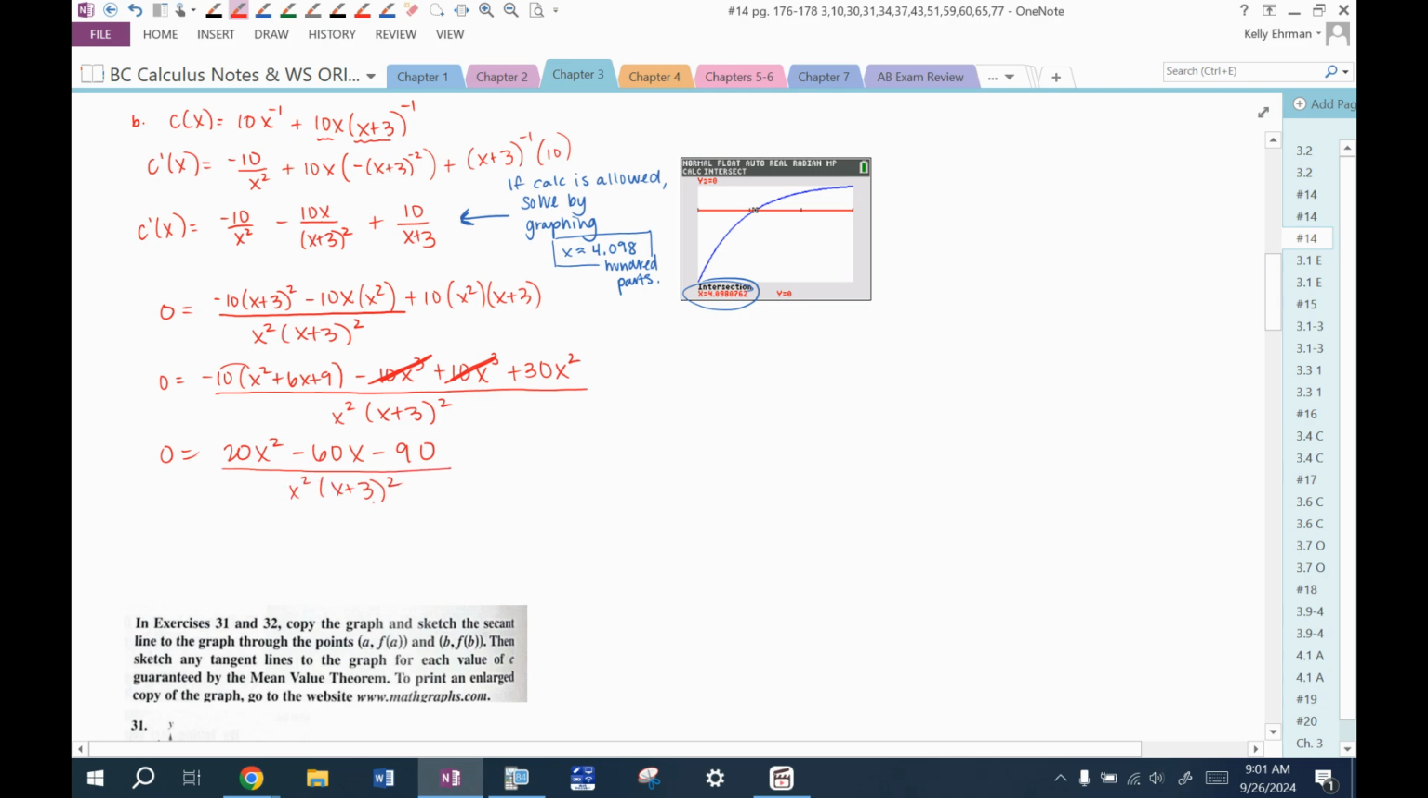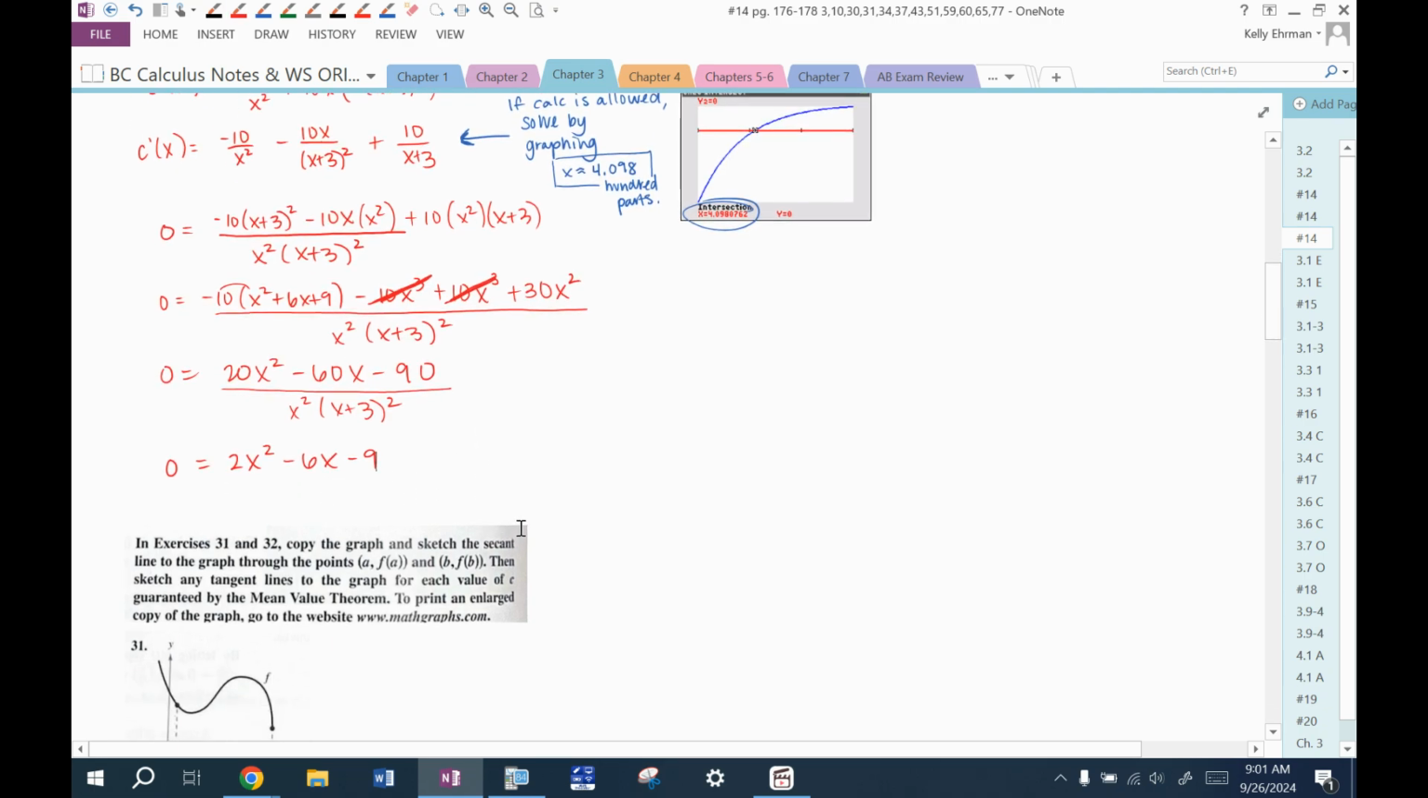Now, when you have a single rational expression equal to 0, remember, it's just the numerator being set equal to 0 that matters. So I can ignore my denominator. And why don't I divide by 10 to make these numbers smaller? So now I'm just looking at 0 equals 2x squared minus 6x minus 9. You might try factoring this a little bit, but it does not factor. And I know that because in my calculator I got that decimal answer, but a little bit of trial and error. If it's not factoring right away, remember the quadratic formula will solve any quadratic.